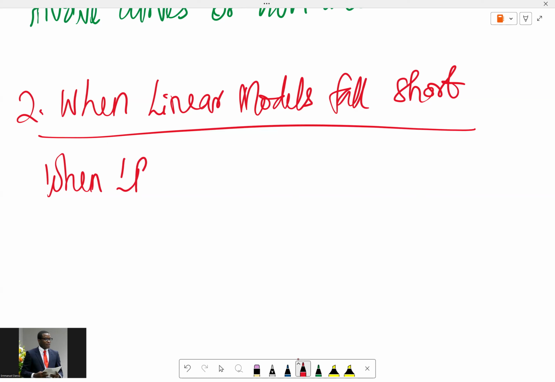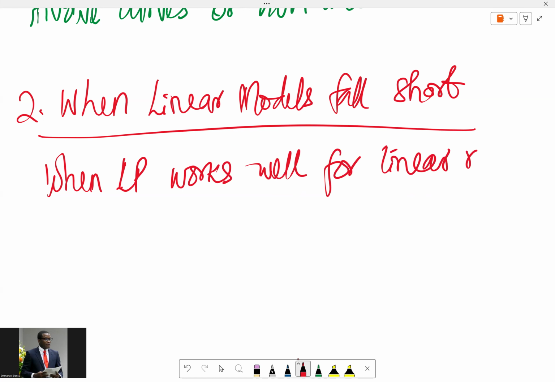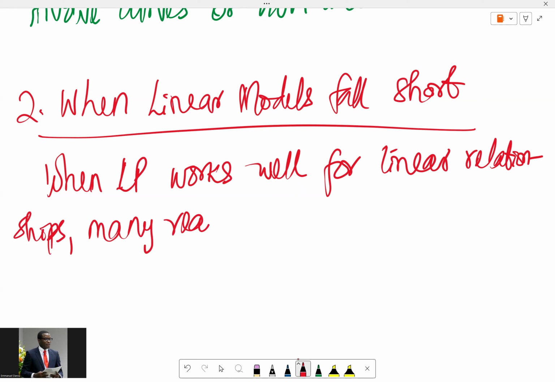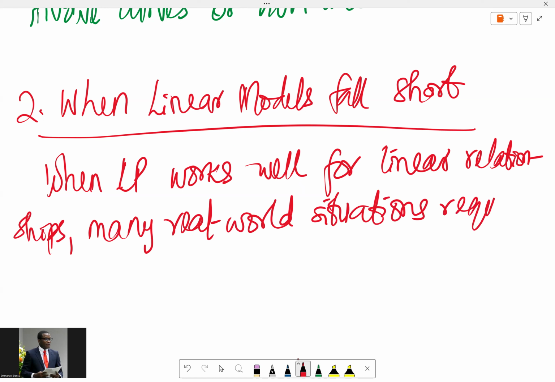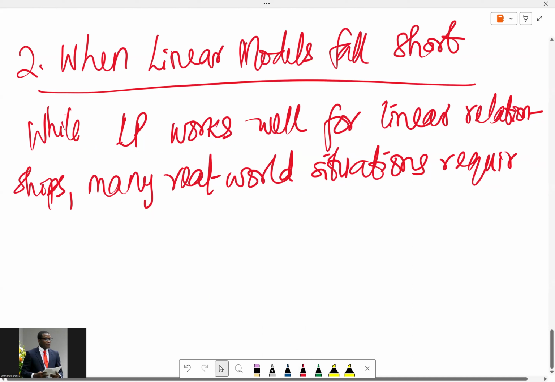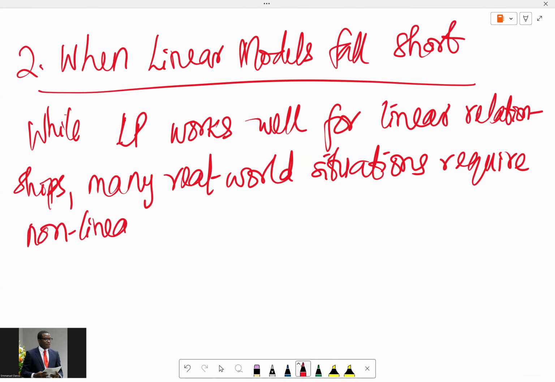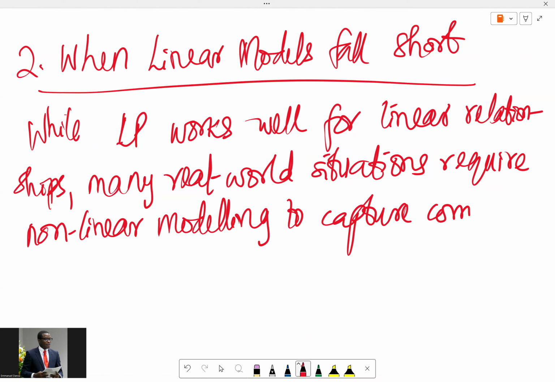Oh, sorry, not when, it's while. So while linear programming works well for linear relationships, many real world situations require non-linear modeling to capture complex dynamics.